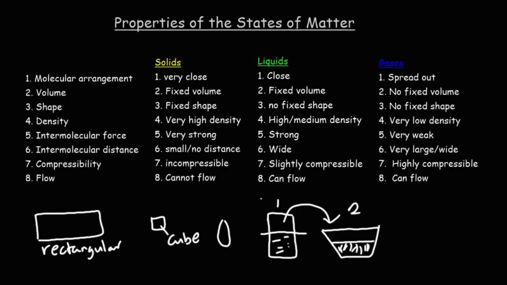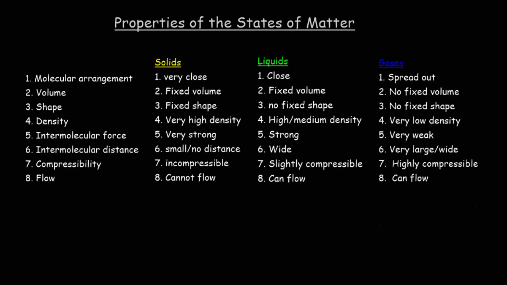Now, let's look at the fourth property, which is density. Generally, density is given by the mass over volume. The ratio of mass to volume gives density. And for this relationship, what it means is that if the denominator is very small, the entire fraction will increase. And if the denominator is very high, the entire fraction will be small.